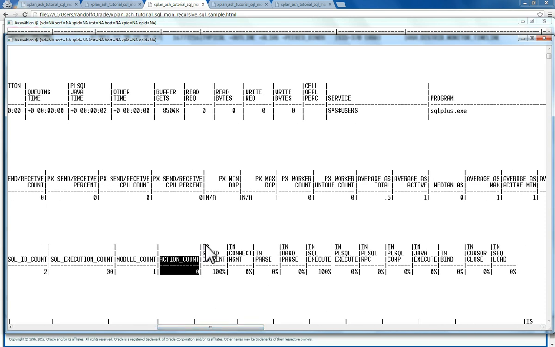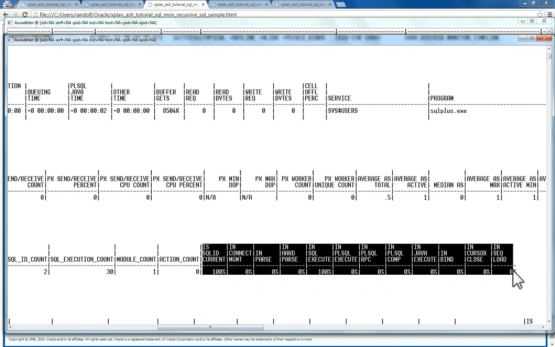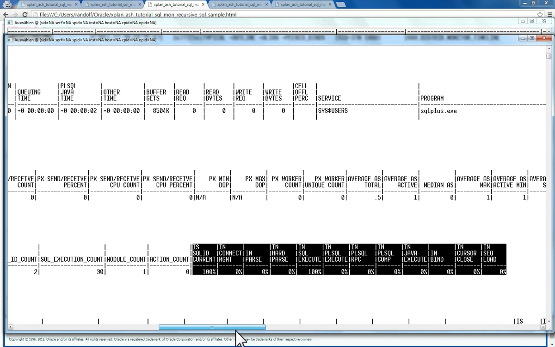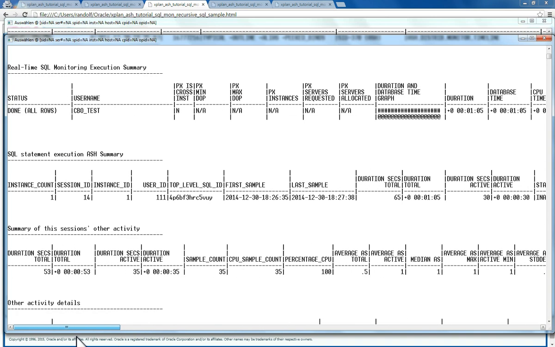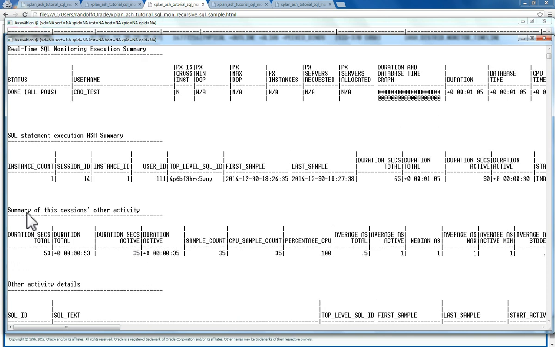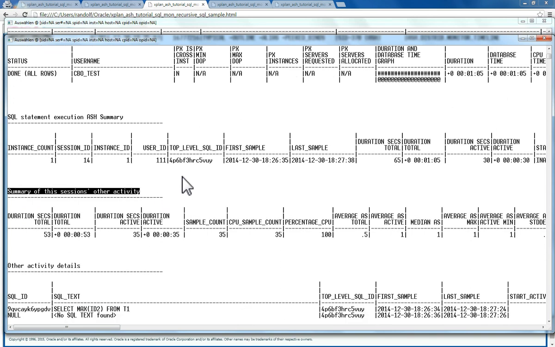And we have again these yes/no indicators from 11.2, describing in more detail what kind of activity was sampled in these active session history samples. So that is what you see if there are any other SQL IDs found in the samples during the execution of the main SQL.